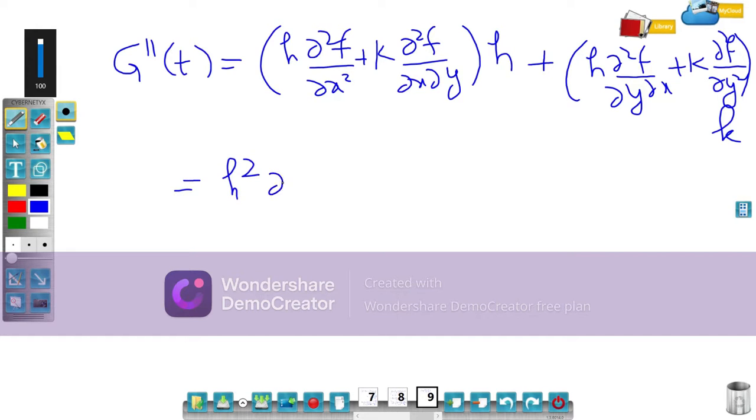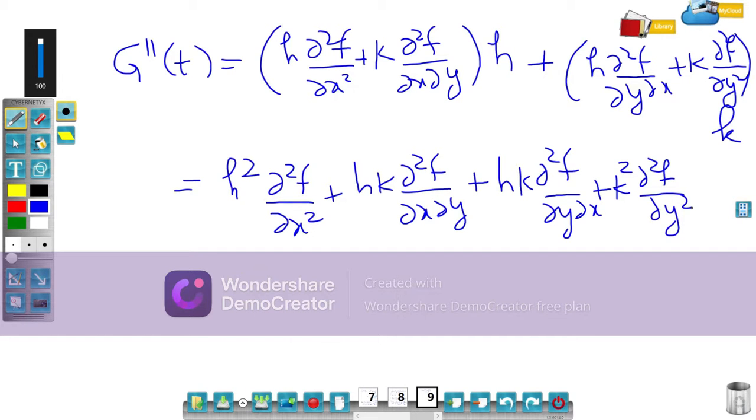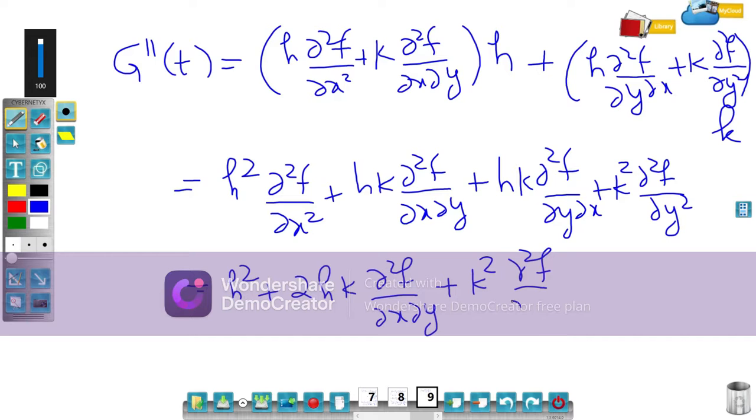So I'll have h square ∂²f/∂x² plus hk ∂²f/∂x∂y plus, again, hk ∂²f/∂y∂x plus k square ∂²f/∂y². Now this is same as h square plus 2 times hk ∂²f/∂x∂y plus k square ∂²f/∂y². Now you may ask the question, are they equal?